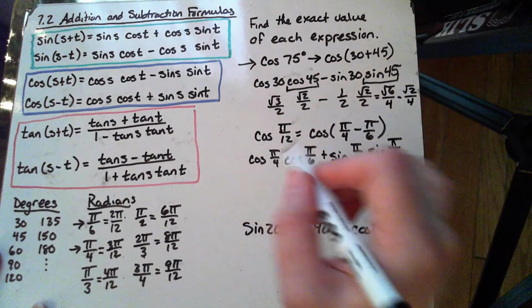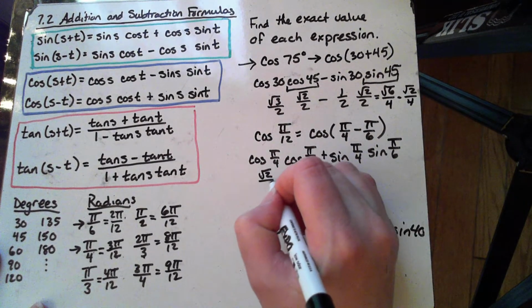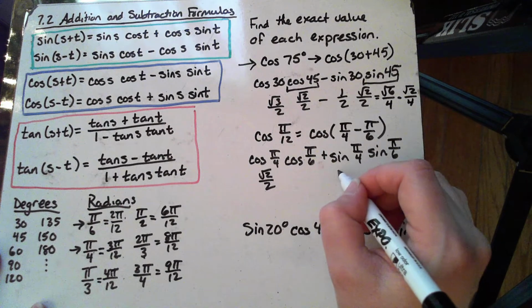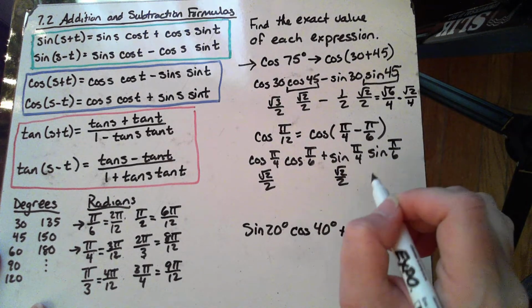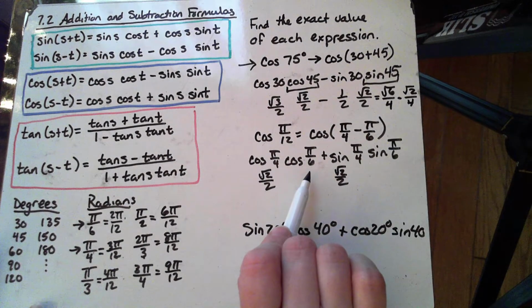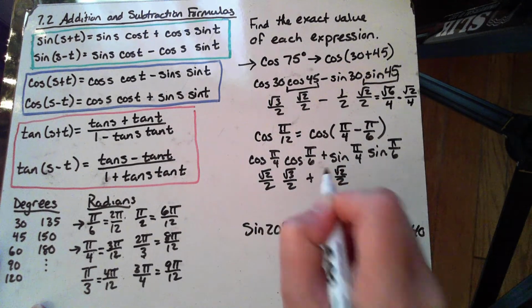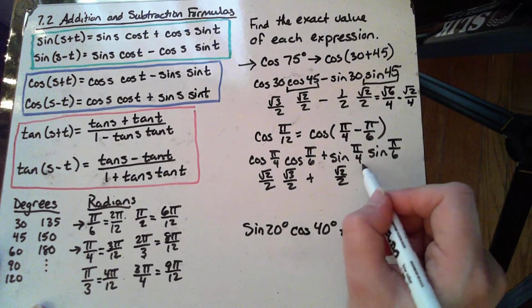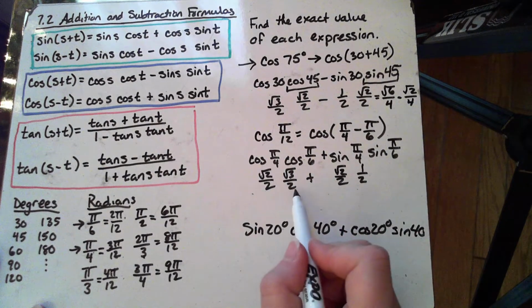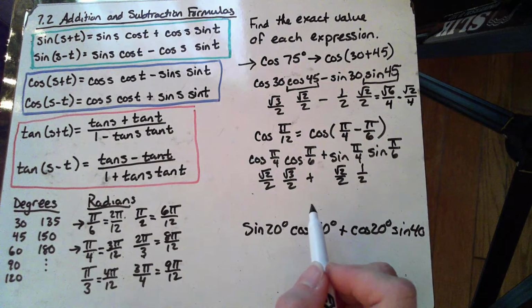Cosine at pi over 4 is square root 2 over 2, and sine at pi over 4 is square root 2 over 2. Cosine at pi over 6 is square root 3 over 2, and sine at pi over 6 is 1/2. So I'll multiply these and combine my like terms.